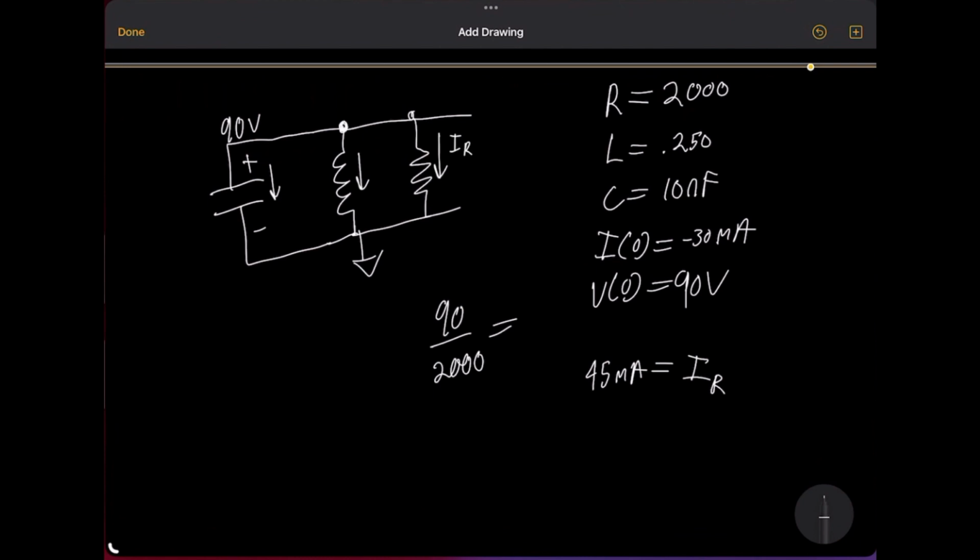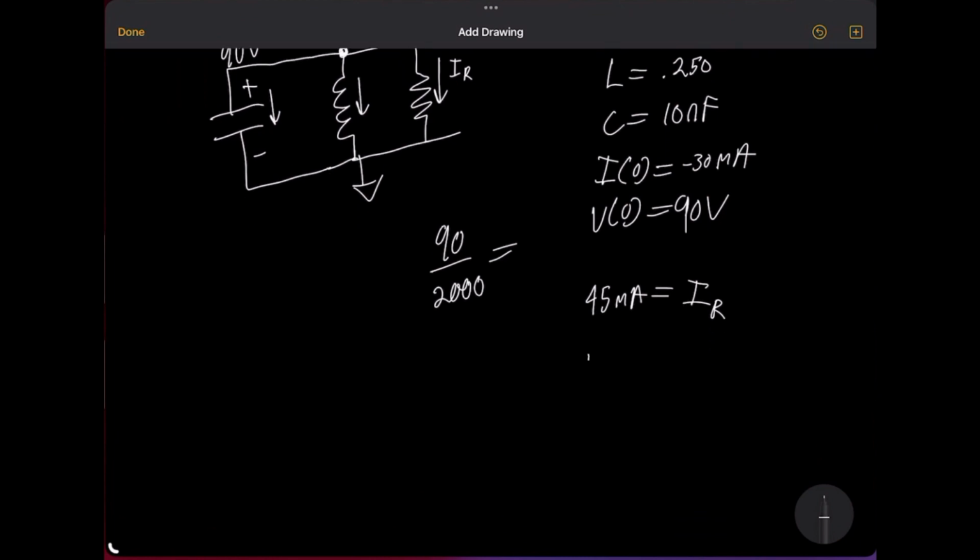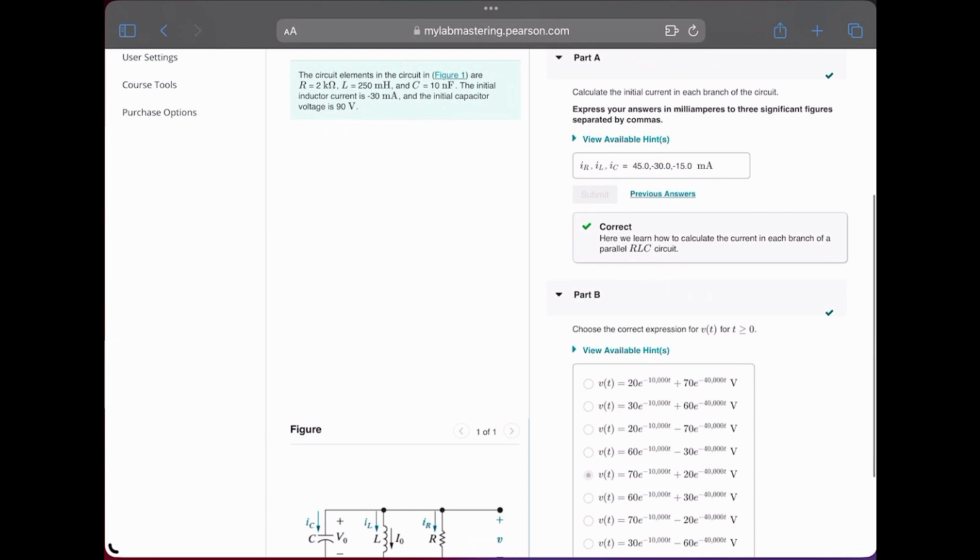Now let's figure out the current through the capacitor. Well, by KCL rules, all the currents leaving must equal 0. So we know that 45 plus negative 30 will give us 15 milliamps left over. Sorry. But this must be equal to 0. This is positive and this is negative. So we need another negative to cancel out that 45. Negative 15 milliamps going down. This is going to be called I sub C through the capacitor. Okay.